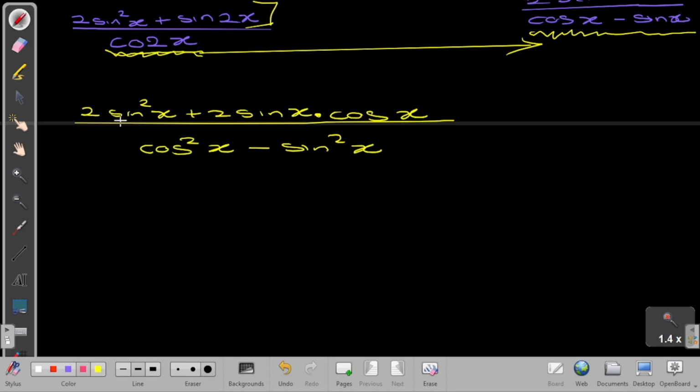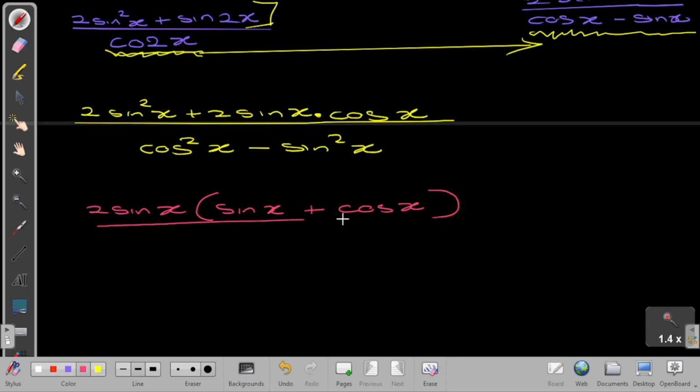What we're going to do is factor out 2 sine here, because you can see that we have 2 sine and we have 2 sine. So we're going to say 2 sine x, and then we're going to have sine x plus cos x, like that.